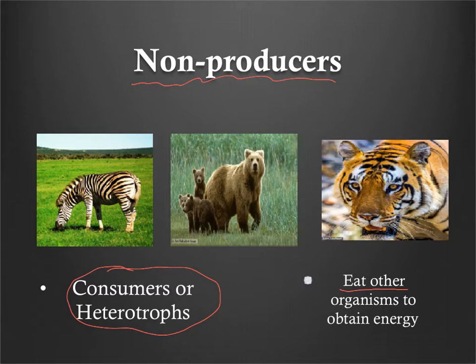This is an example of an herbivore. It's a zebra eating grass. They get all their energy from grazing. Omnivores, like these bears, will eat plant products, but they will also eat meat. And carnivores, like the tiger here, only eat meat. Those are non-producers.